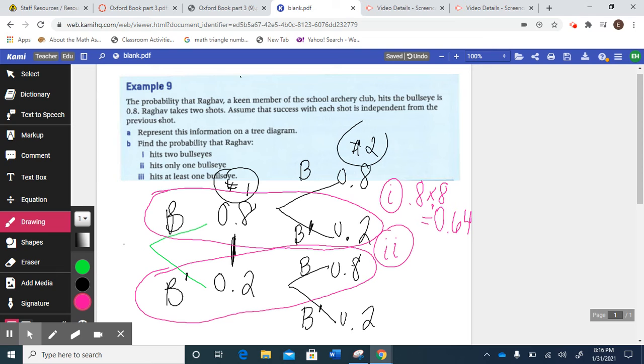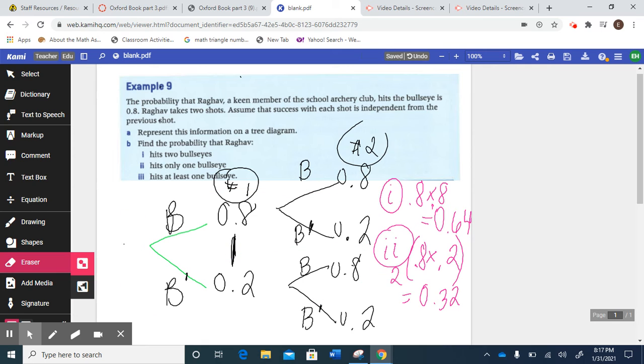Okay, so in this one, we can take the 0.8 times the 0.2 and then just know that there's 2 of those scenarios. And the outcomes are still the same, so it doesn't matter if you do the 0.8 and the 0.2 and then add it to the 0.2 and the 0.8 or other way around. So in this case, I'm going to go bullseye, then not, and then just times it by 2. So 0.32.